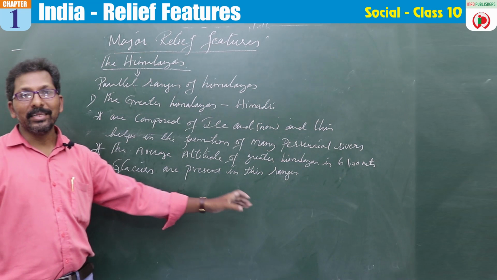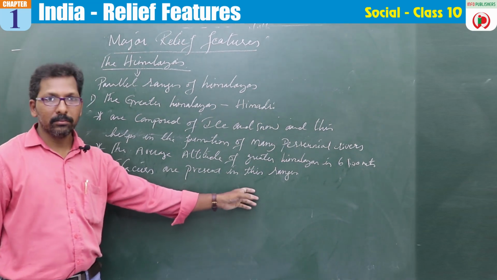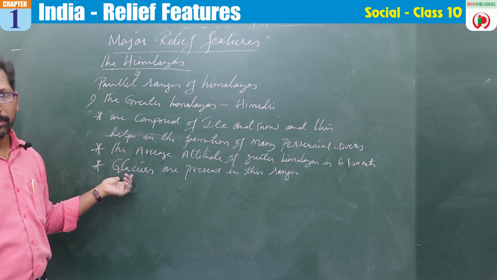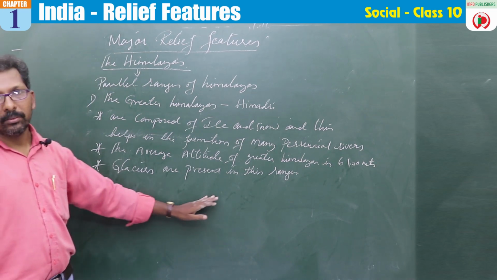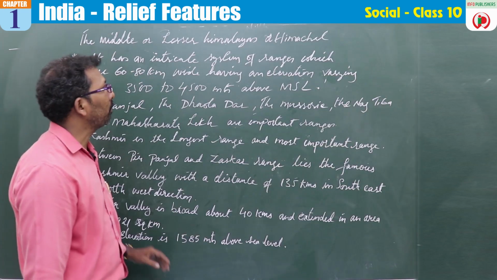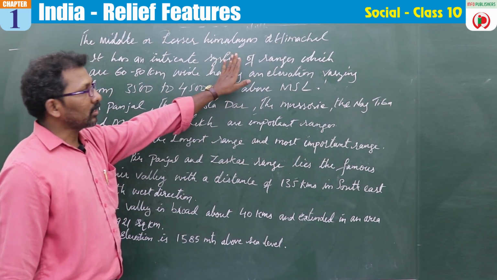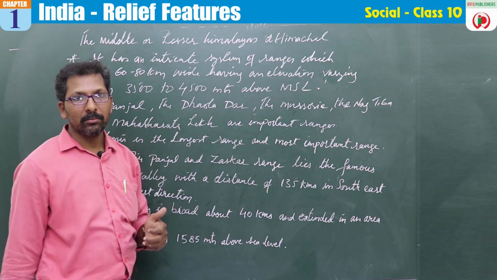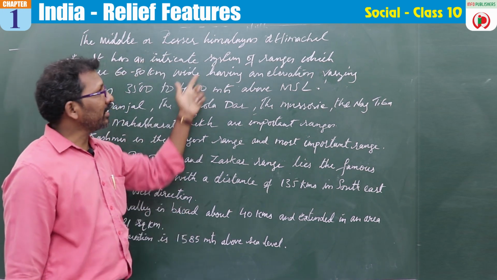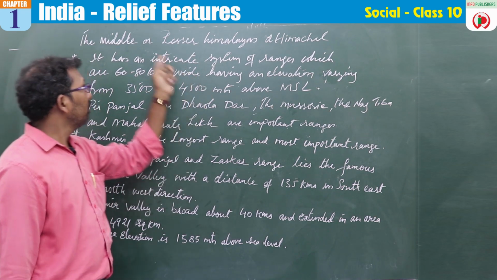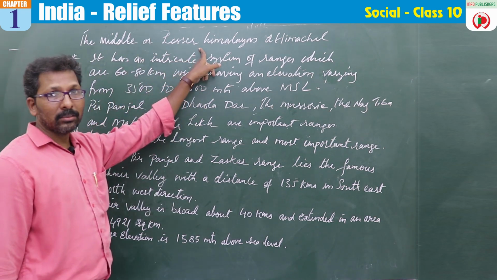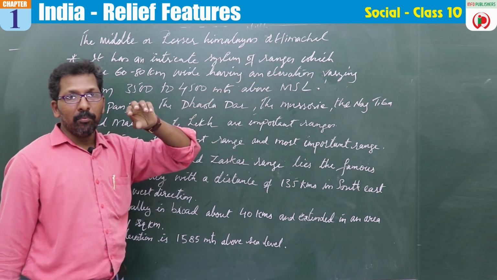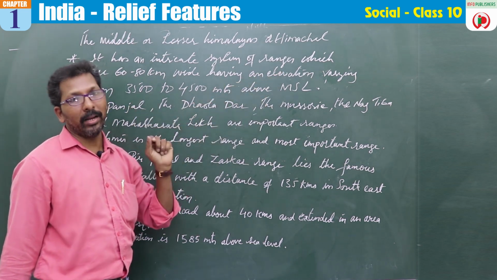Glaciers are present in these ranges, many glaciers are formed here. That we will talk about in the next topic. So we discussed the first parallel range of the Himalayas, the Greater Himalayas or the Himadris. The second parallel range of the Himalayas is the middle or lesser Himalayas, the Himachal. These are the foot of the Greater Himalayas.